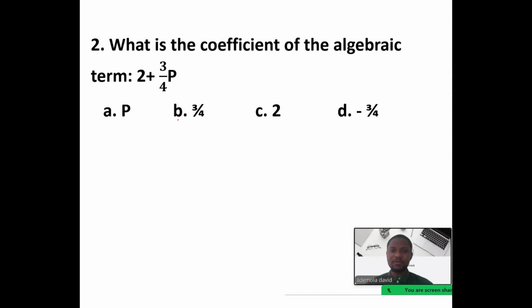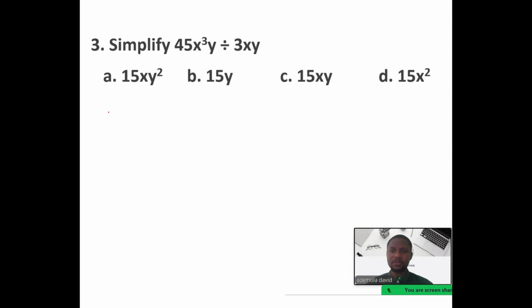Moving on to question 2. What is the coefficient of the algebraic term 2 plus 3 over 4p? Coefficient of the algebra we have here is the coefficient of p. So that's the only variable we have in this question. So I'm going to pick positive 3 over 4. And that is your answer, which is what? B. Again, the coefficient is just the constant beside a letter.